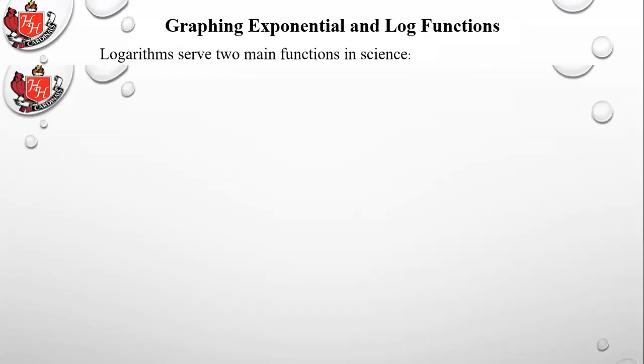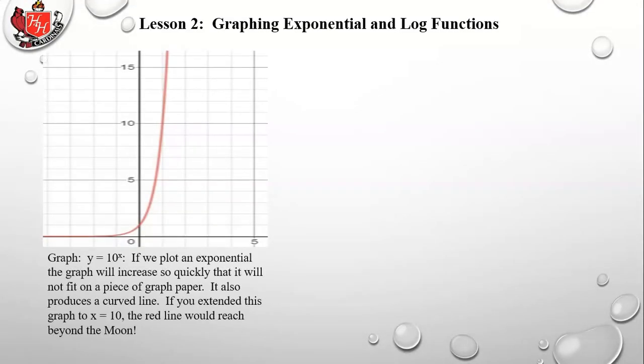Let's look at it graphically now. For the graph y equals 10 to the x, if we plot an exponential, the graph will increase so quickly that it will not fit on a piece of graph paper. You see that's a curve as well. It's curved and it goes up very quickly. If you extend this graph to x equals 10, the red line, if your computer screen is the same size as mine, would reach beyond the moon. It's hard to believe, but it would. It would go up that quickly by the time you got to x equals 10, y equals 10 to the 10th power.